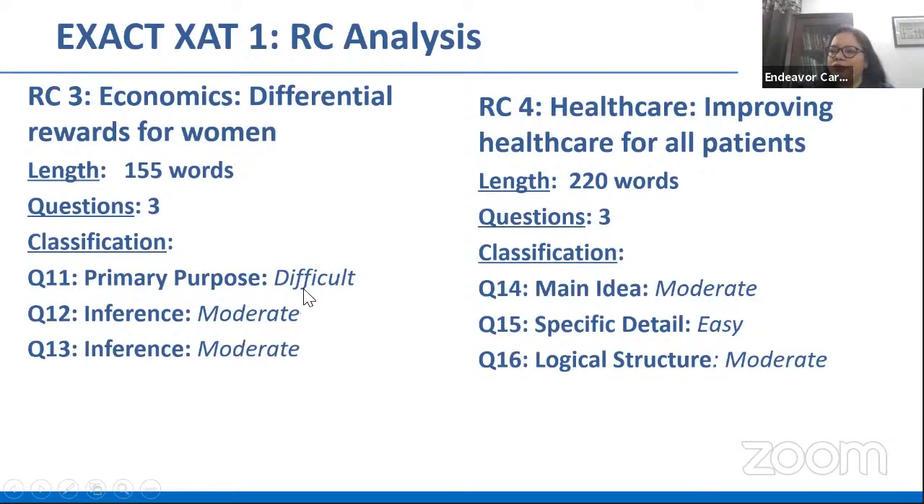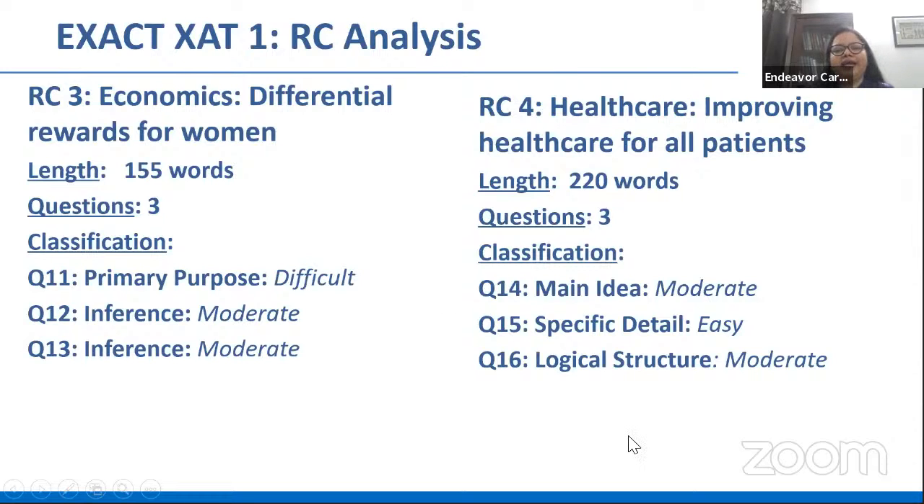Yes, the primary purpose question was a difficult one. Primary purpose generally tends to be difficult. Main idea is easier, but to identify the purpose of the author can be a little challenging. So pretty close. Those 5 options were pretty close, but the inferences were easy.